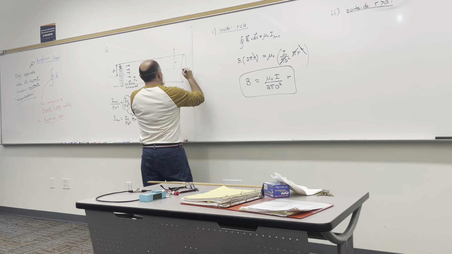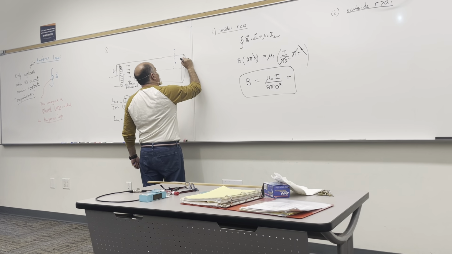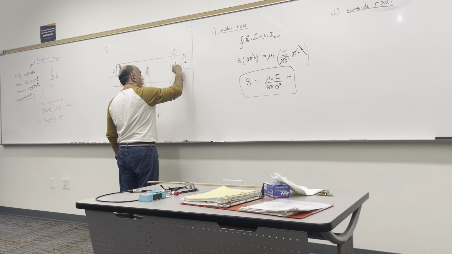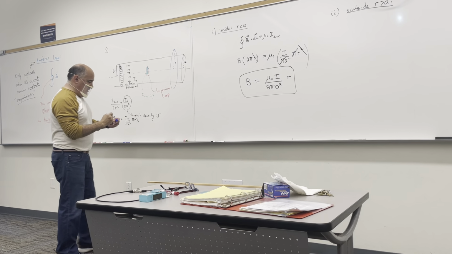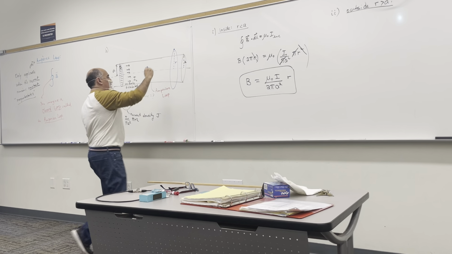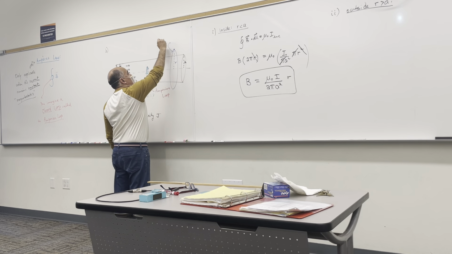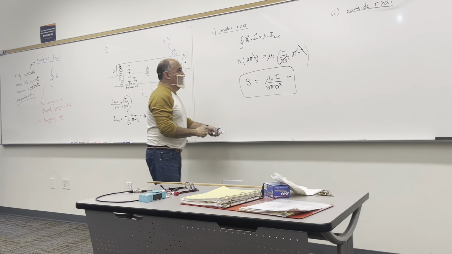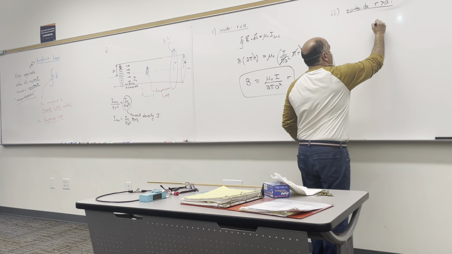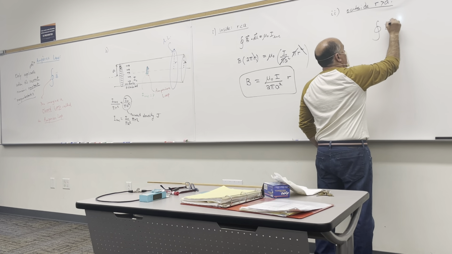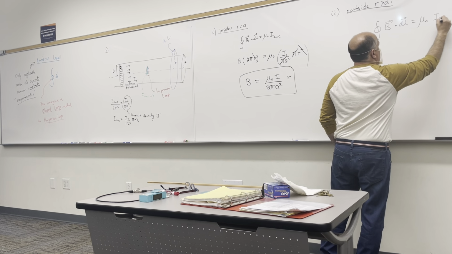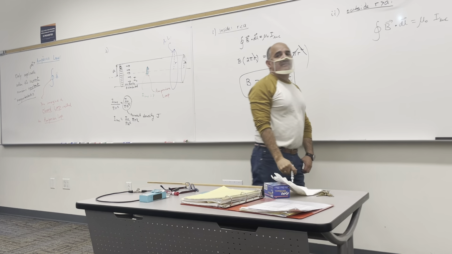So what do I do? I imagine an Amperian loop like this, passing through that point, so that the wire is going down the center, right? So this is my, I'm going to call it AL, Amperian loop. So I write down Ampere's law, the integral of B dot dl equals mu naught I enclosed.